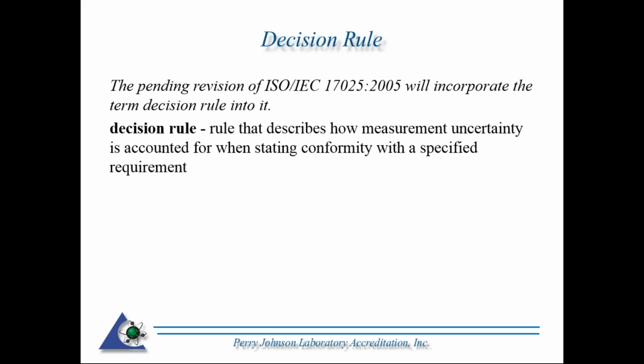Okay, I want to wrap things up here by looking ahead. So I have mentioned the standard is going to be revised. It looks like we're going to have a 17025:2017. A new term is going to be in that standard. It's going to be the decision rule. And it's just the term that is new. It's really been included all along. Decision rule is the rule that describes how measurement uncertainty is accounted for when stating conformity with a specified requirement.